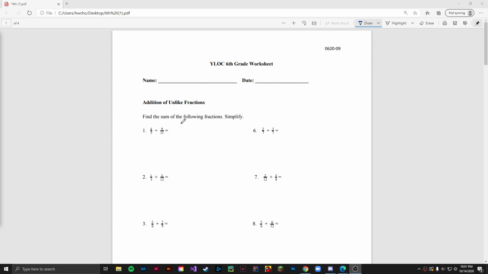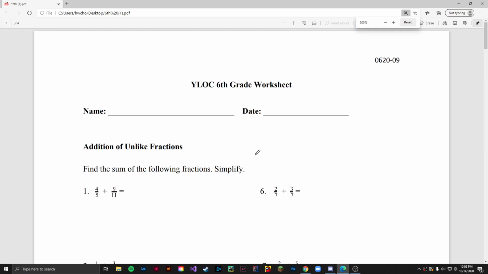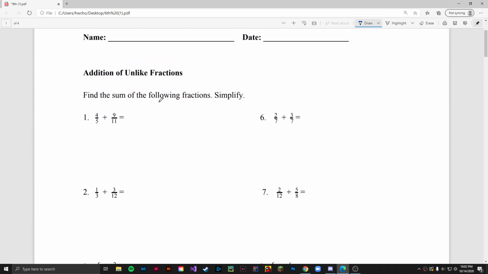Hello, this is going to be the 6th grade worksheet for October 14th. Let's zoom in a little bit more. So it says find the sum of the following fractions and simplify. So let's do a simple one right off the bat.